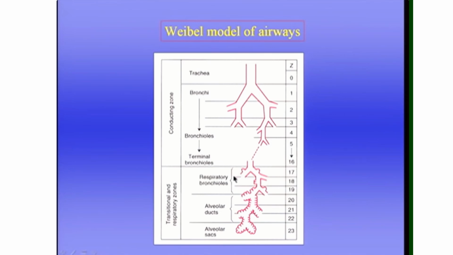And then we get to the respiratory zone, or sometimes called the transitional and respiratory zone, which is where the alveolation starts. The respiratory bronchioles have a few alveoli, and then more and more occur until we get down to the alveolar sacs and the alveoli. And this is by far the largest volume of the lung, and of course is the volume concerned with gas exchange.